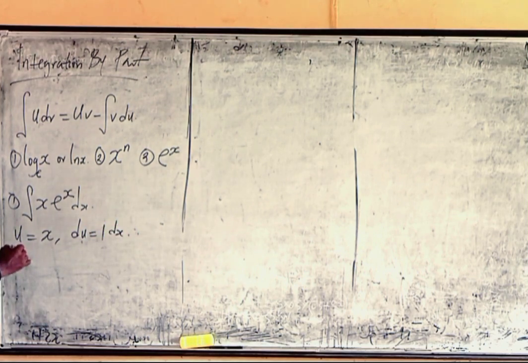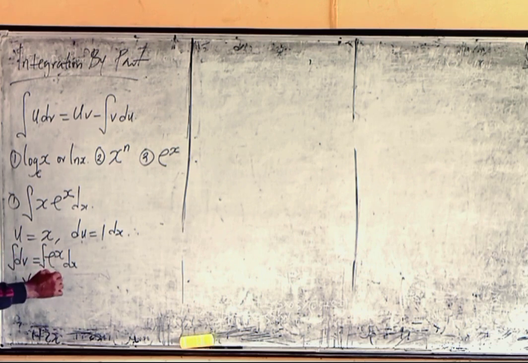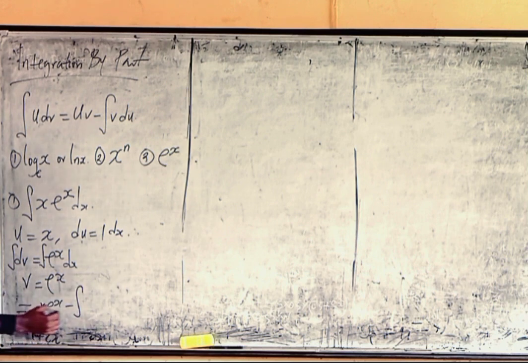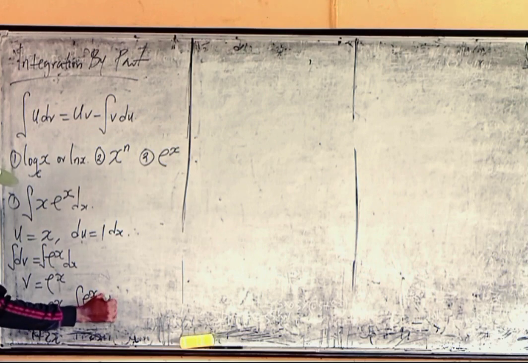Then our dv will be e^x dx. The remaining part will be our dv. So if you integrate both sides, dv becomes v, and if you integrate e^x, you're going to have e^x. It will not change. Now apply the formula. We're going to have uv. Our u is x, v is e^x, minus the integral of v du. v is e^x, du is 1 dx.